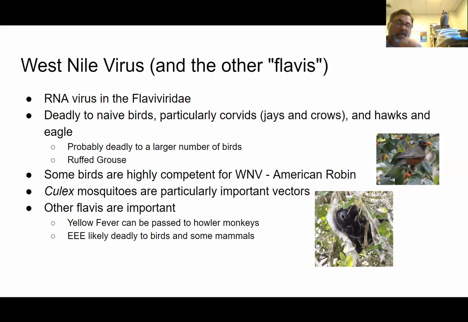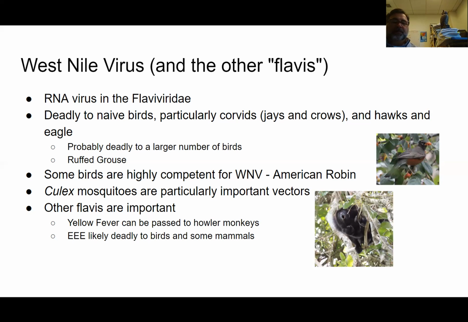bitten by a mosquito that carries West Nile, it'll replicate in its body and not kill the robin. And so you get high viremia, right? You get a high intensity of infection. So when a mosquito bites a robin, it's likely to pick up West Nile and then go bite a ruffed grouse, a kid walking down the street, and that's how West Nile gets around, right? So it's become established in North America and probably knocks down bird populations.